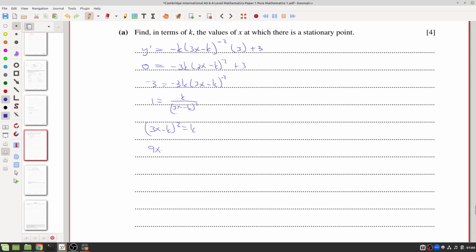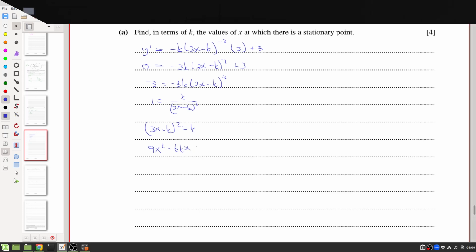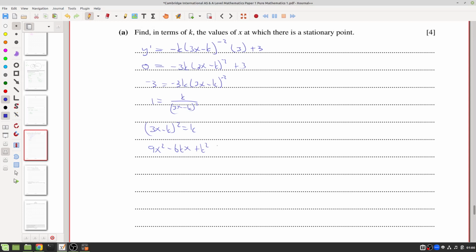Multiply out, that's going to give us 9x squared minus 6kx plus k squared. And I'm going to bring the k over, so minus k equals 0. So then we can solve for x. So x equals negative b plus or minus, b is 6k. So negative b plus or minus square root of b squared minus 4 times a times c all over 2a.